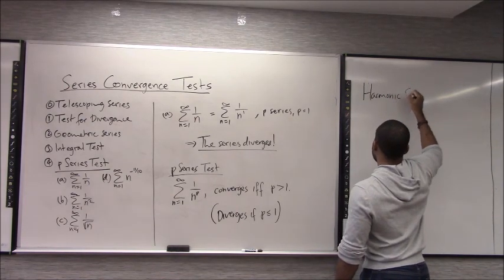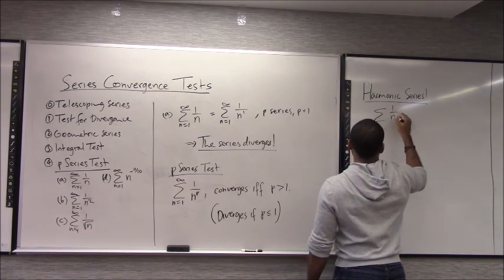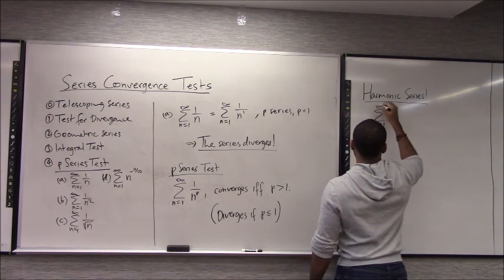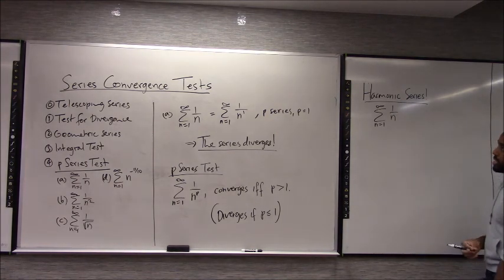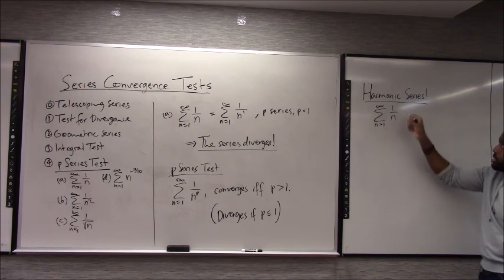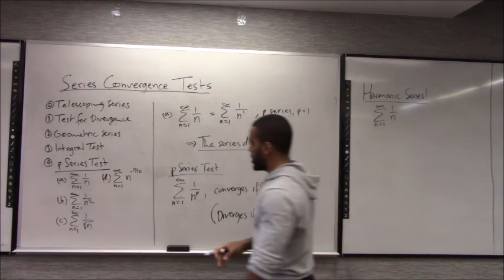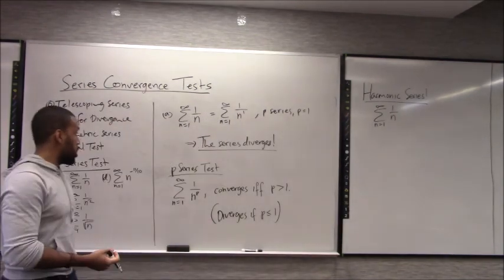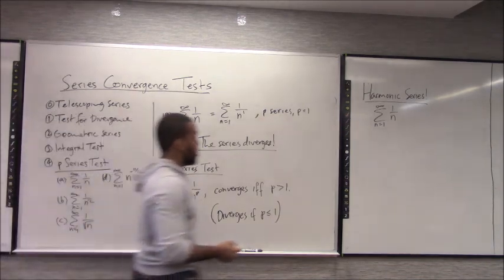The series of 1 over n actually has a name. It's called the harmonic series. It's a very important and very common divergent series example because it's one of the simplest examples of a series that diverges, yet the limit of its expression approaches 0. One way you can think about the harmonic series is as a P-series with P equals 1.